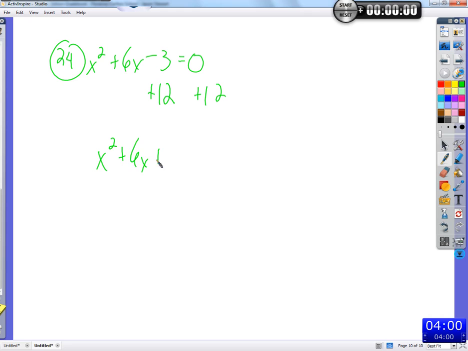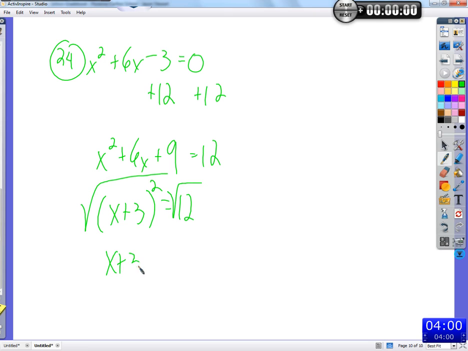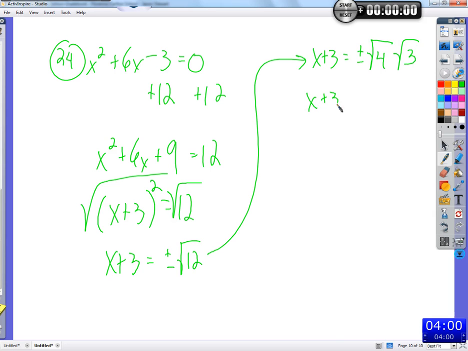Now, x squared plus 6x plus 9, that's better. Now it factors as what? x plus 3 squared equals 12. Take the square root of both sides. x plus 3 equals plus or minus the square root of 12. We should really look into seeing if we can simplify the square root. Can we simplify the square root of 12? 4 times 3. So x plus 3 equals plus or minus the square root of 4 times the square root of 3. x plus 3 equals plus or minus 2 root 3. You're welcome to do that in fewer steps if you want, but I wanted to show our process. We'll subtract 3 on both sides. x equals negative 3 plus or minus 2 root 3.